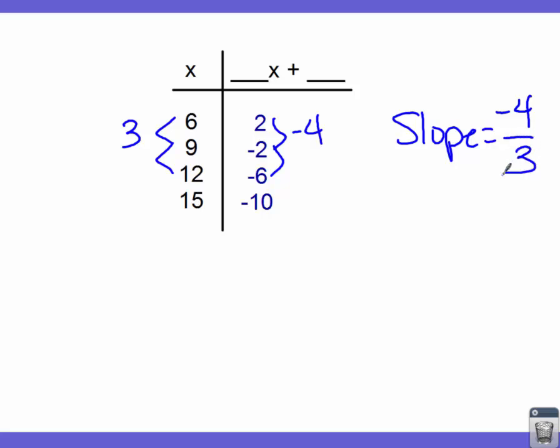Well, -4 divided by 3 in algebra is perfectly fine. Okay, that's perfectly fine to use that. Matter of fact, in algebra, we would prefer to have a simplified improper fraction as opposed to changing it into a mixed number or changing it into a decimal. Okay, so now let's find our y-intercept.